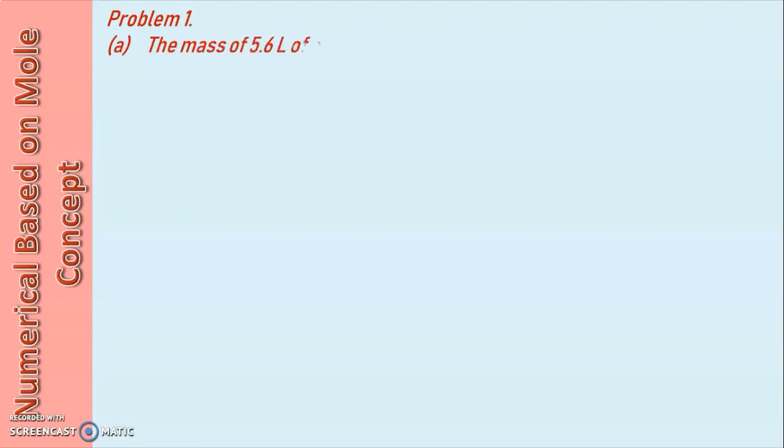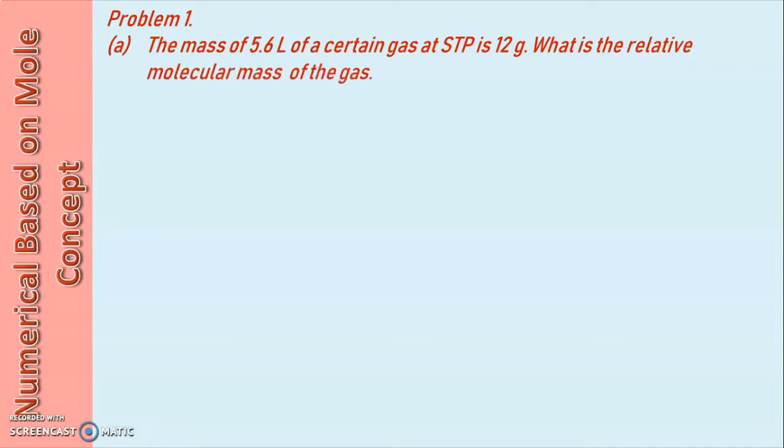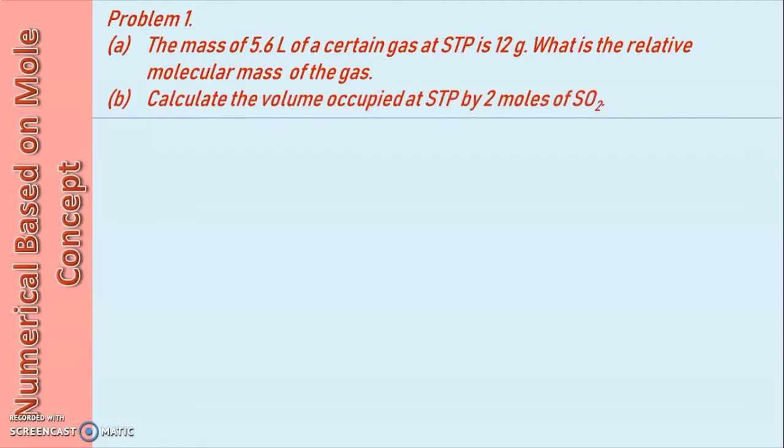So problem 1. The mass of 5.6 liter of a certain gas at STP is 12 gram. What is the relative molecular mass of the gas? And the next part is, calculate the volume occupied at STP by 2 moles of sulfur dioxide. So children, now we are going to see the solution. How can we solve? The first question, A.